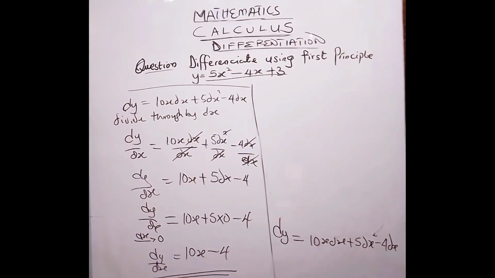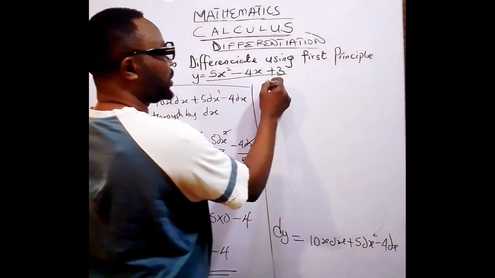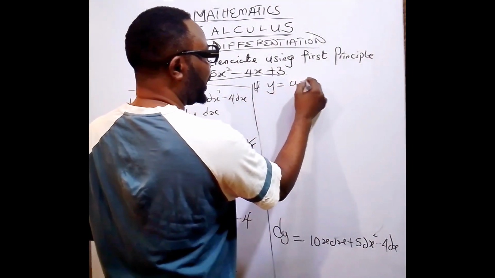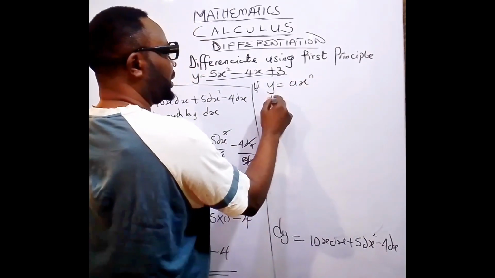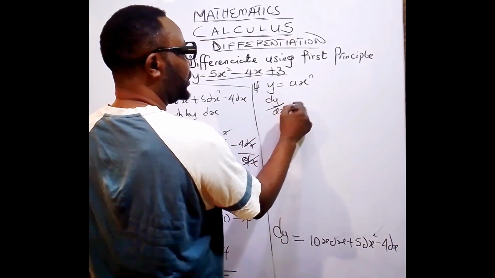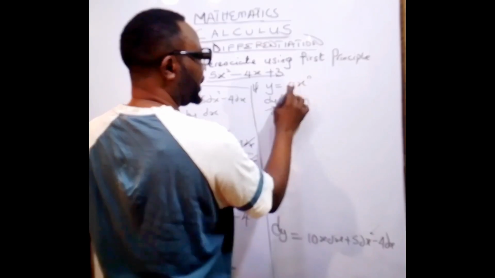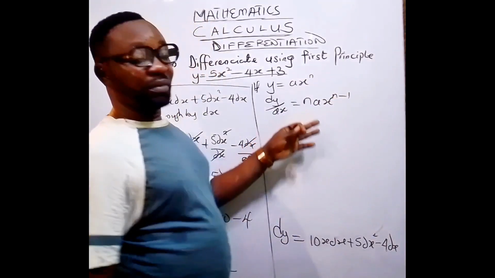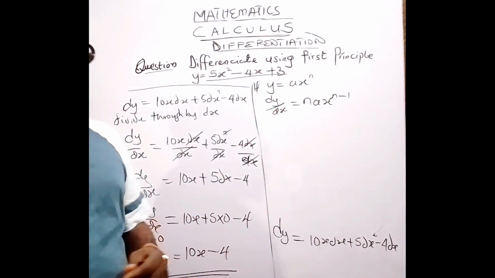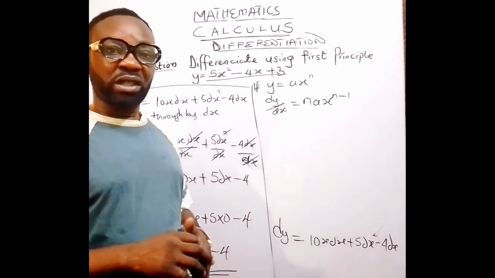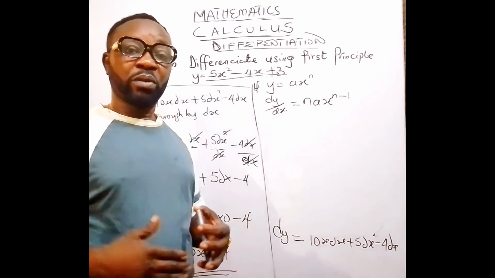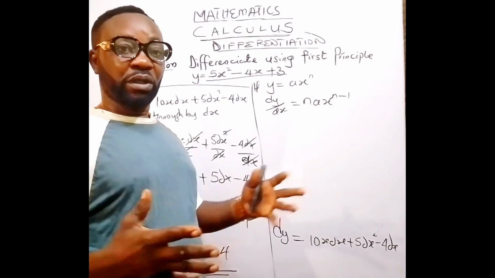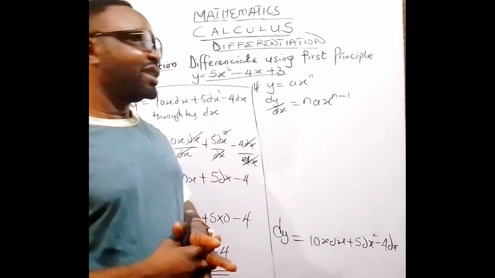Now, don't forget this method, the formula that says that if y equals ax raised to power n, then the y dx will be equal to n times ax raised to power n minus 1. That is the formula method that we normally use in solving quadratic equations, and even when you want to solve polynomials and other questions like that. The application is very good and short to solve. So let's apply it here.